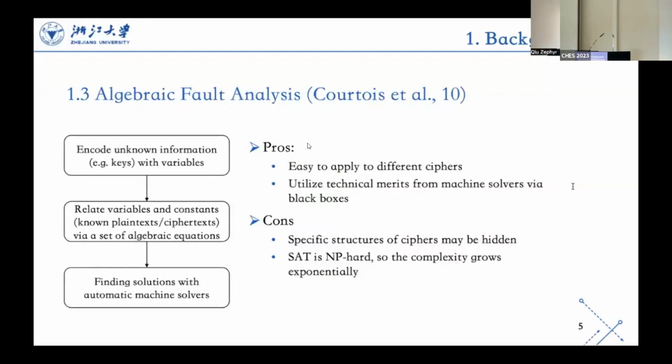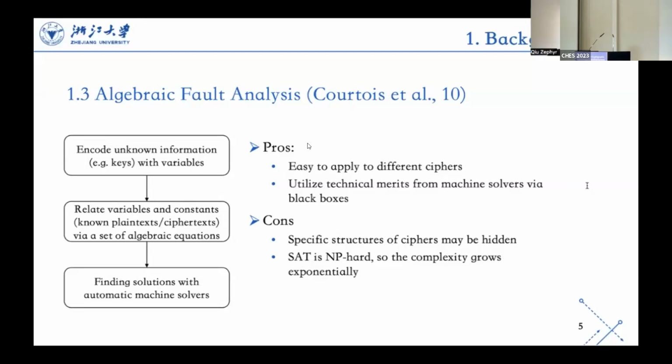The most arguable issue of DFA is that it is difficult to extend to other block ciphers, because block ciphers have different structures. The smart way of looping over the variables of one cipher may not be useful for another cipher. So why don't we forget about solution finding, and rather focus on establishing the system to be solved? By black boxing the solution process, we will be able to utilize the technical merits directly, making it both effective and generalizable. This method is known as AFA, algebraic fault analysis.